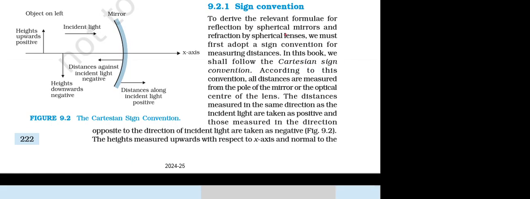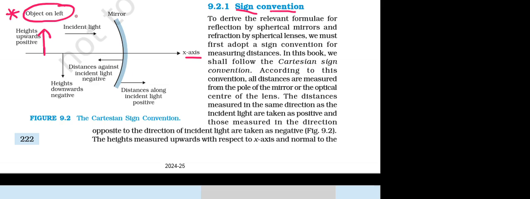So next we are going to talk about the sign conventions. Here they have given a concave mirror, but the sign conventions that we are going to learn are applicable for both types of mirrors. We should have that in mind. This is the concave mirror, and this is the principal axis, termed the x-axis. Usually the object is kept always on the left. This is point number 1. Let us consider this is the object.